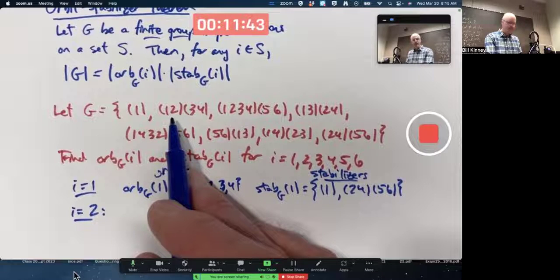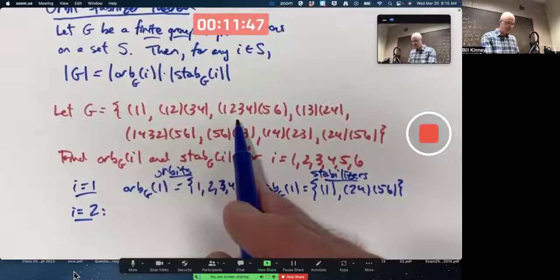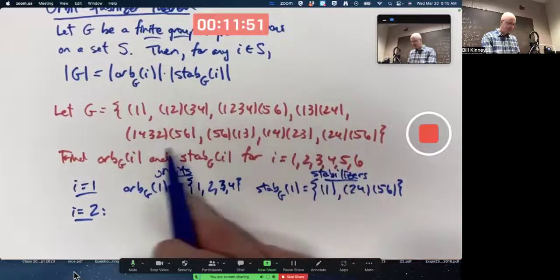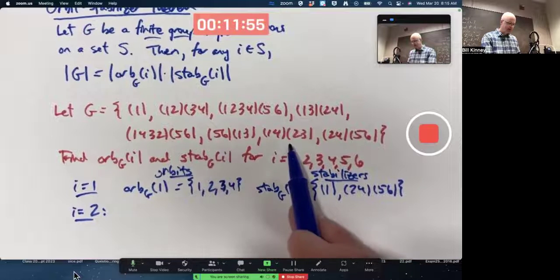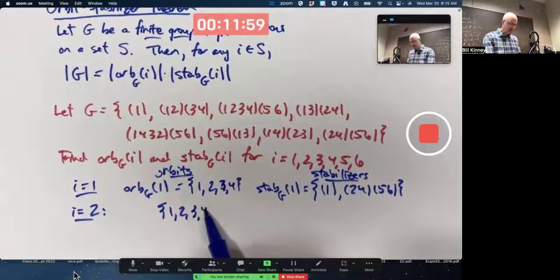It can get mapped to 1 by this one. It gets mapped to 3 by this one. 4 by that one. Back to 1 there. To itself. To 3, to 4. It looks like it's the same as the orbit of 1.